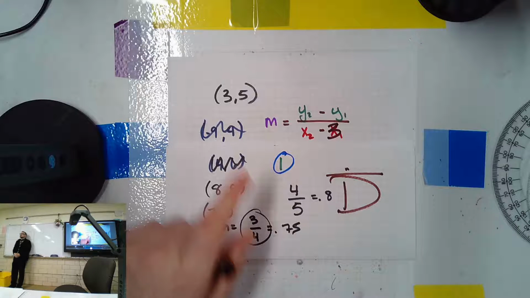Zero slope. Which makes sense because if you have 3, 5 and 9, 5, there's no slope. Is that the smallest? Probably. You think so? It's not. 1? No, don't. 1 minus 5 is negative 4.